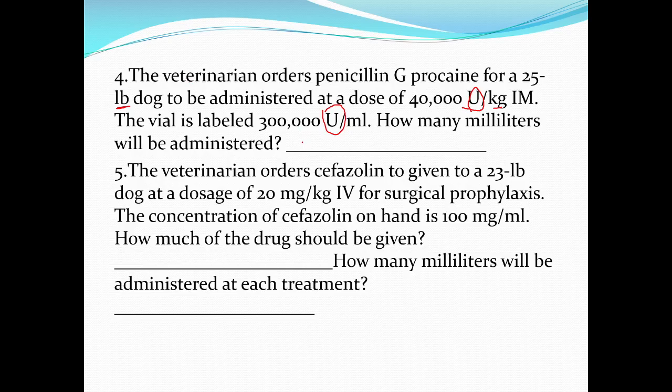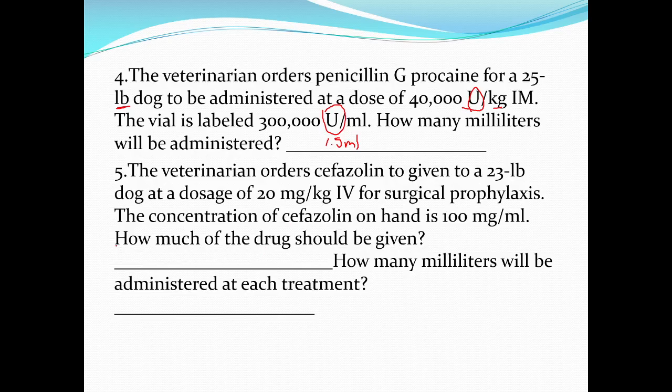11.4 times 40,000 is 454,545.45. We're going to divide that by 300,000 units, and we're going to get 1.5 mils. 1.5. If you didn't get 1.5, go back and take a look at that. Dose times weight, divided by concentration.